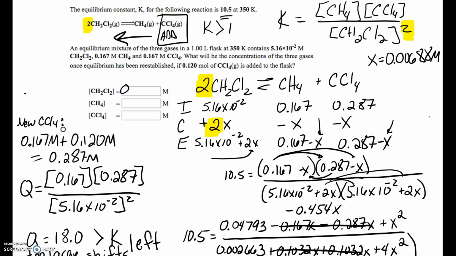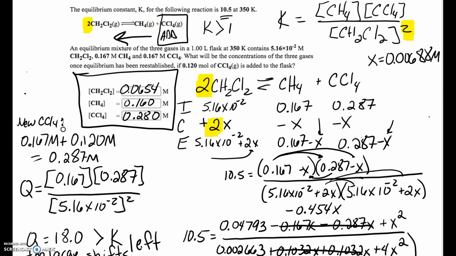Okay, so the CH2Cl2, 0.0654. The CH4, 0.160. The CCl4, 0.280. And there you have it. Units are in molarity. That was a bit of a bear of a problem, but it's just algebra.